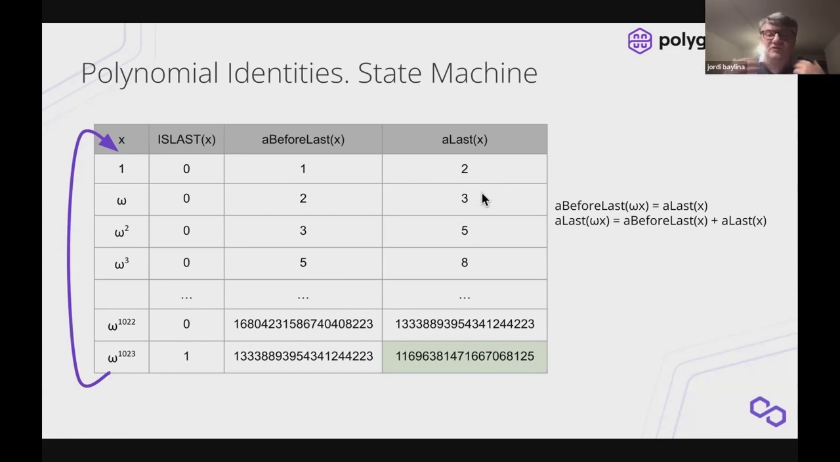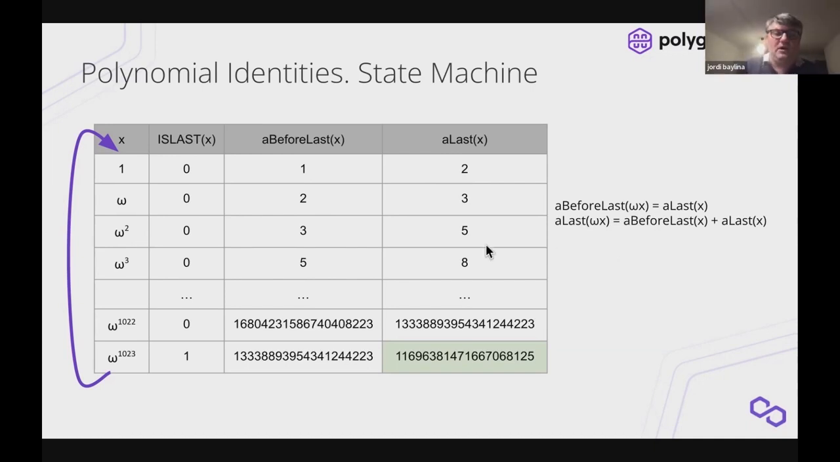And here is the state transition, the important part of the state transition. So what's the relationship that needs to be fulfilled between one line and the next line? Or between even the numbers, just between two lines. Well, you would do it this way. The before last in the next line is the last, and the last is just the addition of the last two. So here we are defining a state transition.